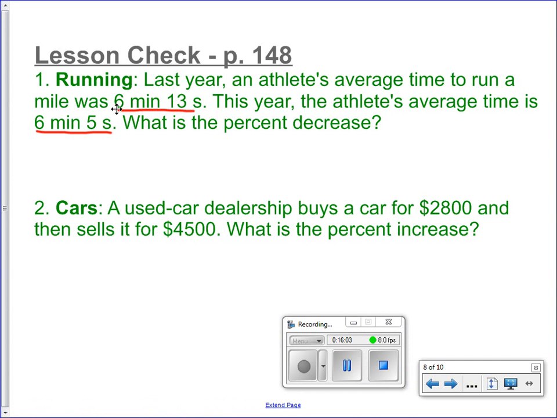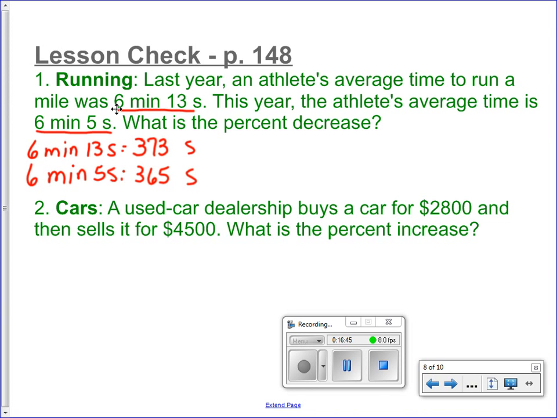All right, so 6 minutes 13 seconds is equivalent to how many seconds? Well, each minute has 60 seconds, so in 6 minutes, that would be 360 seconds, plus 13 would be 373 seconds. 6 minutes and 5 seconds would be 360 plus 5, or 365 seconds. All right, so now we can figure our percent of decrease.